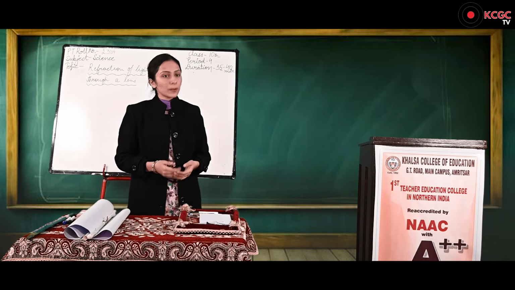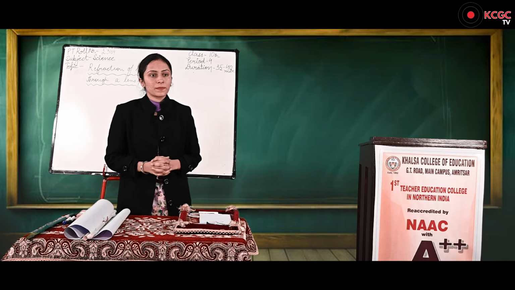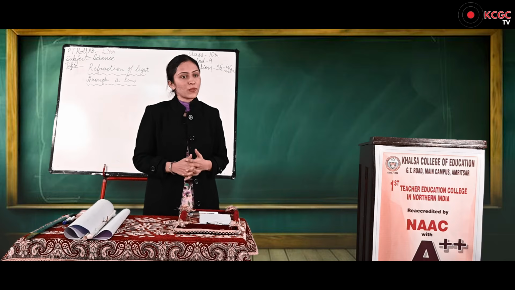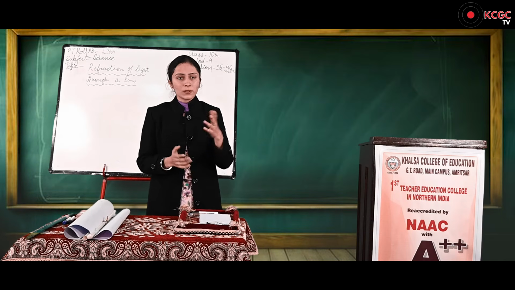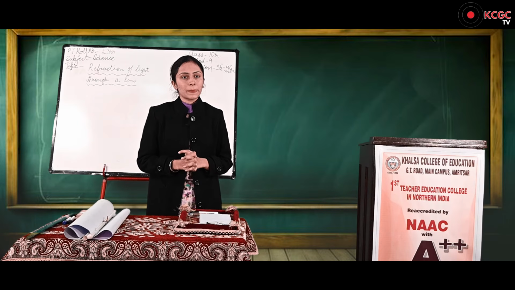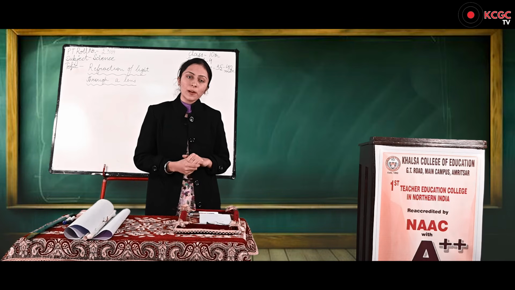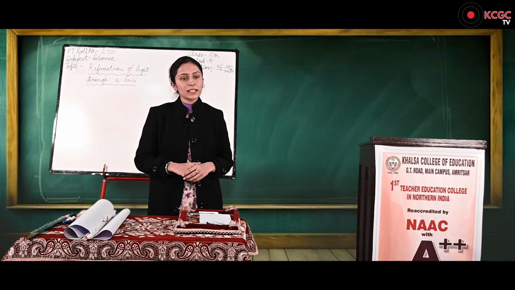So what type of image was being formed by a convex lens? Anyone raise your hand. What type of image was being formed by a convex lens? Anyone? Yes, Sumit? Inverted image, very good. Now my next question is, what type of image was being formed by a concave lens? Anyone knows the answer? Yes? No image was being formed.